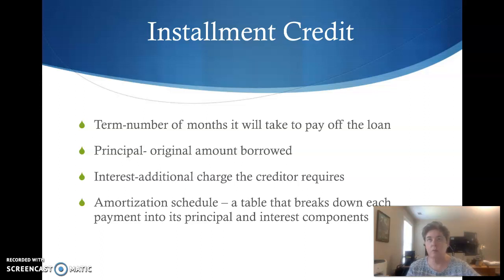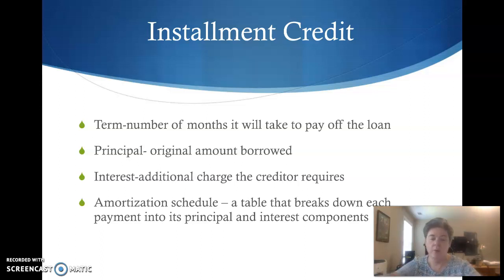Okay, so if you want to go out and buy a new car and the new car is $10,000, the $10,000 is the principal. The term will be, is it 10 years? If you can't buy a car for 10 years, that's too long of a term. If you decide you're going to pay for it over 5 years, then the term would be 60 months, okay? That would be the term. The principal would be the amount you originally borrowed. The interest is those additional charges that the creditor requires. Of course, that depends on the interest rate and things like that.